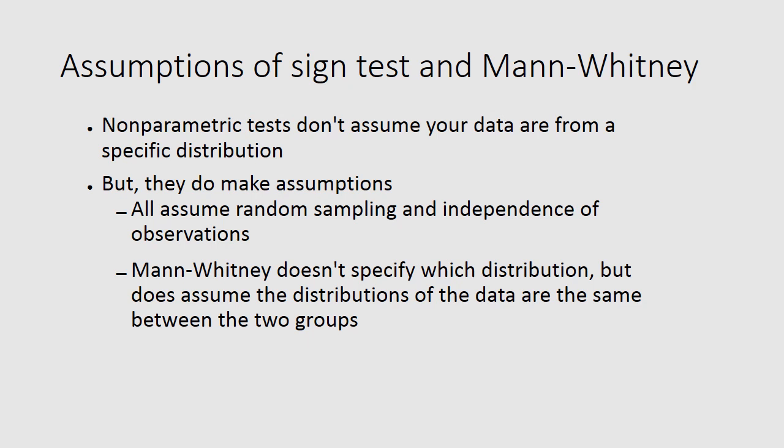So, assumptions of sign tests and Mann Whitney, like I said, not many. Random sampling and independence of observations, but they don't assume normality or HOV in the case of a 2 sample. The only thing with Mann Whitney is it doesn't say the distribution has to be normal, but it does assume that the shape of the distribution is similar in both groups.